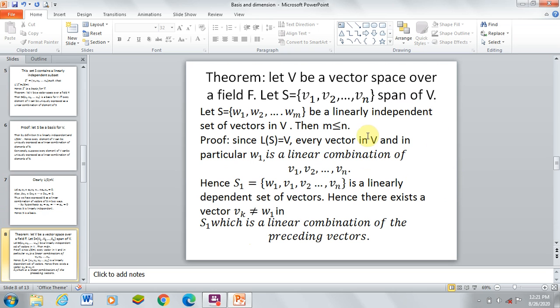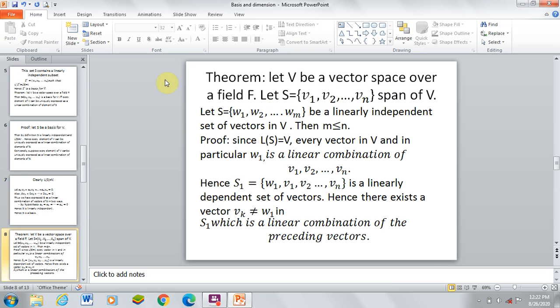Let V be a vector space over a field F. Let S1 equal to a set of n vectors span V, and S equal to w1 to wm, m vectors, be a linearly independent set of vectors in V. Then we have to show that m is less than or equal to n. Here w1 to wm is a linearly independent set of vectors, and S1 is the span of V.